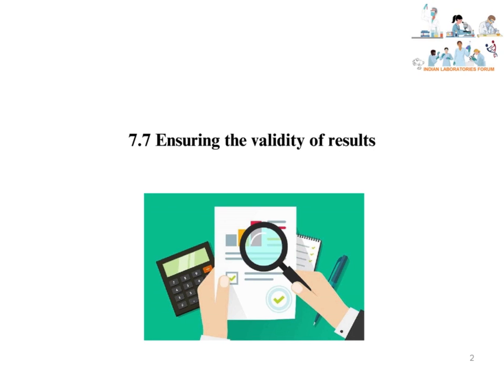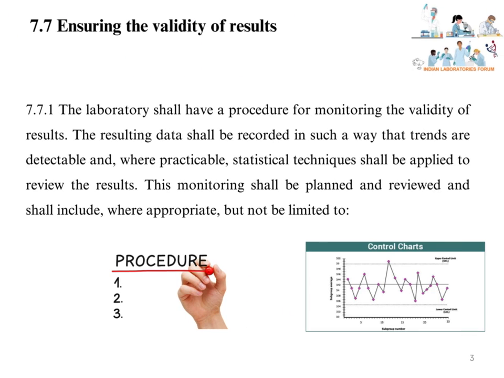Clause 7.7, Ensuring the validity of results. The laboratory shall have a procedure for monitoring the validity of results. This particular clause is demanding the procedure for monitoring the validity of results. It is mandatory for all the labs to have the procedure.